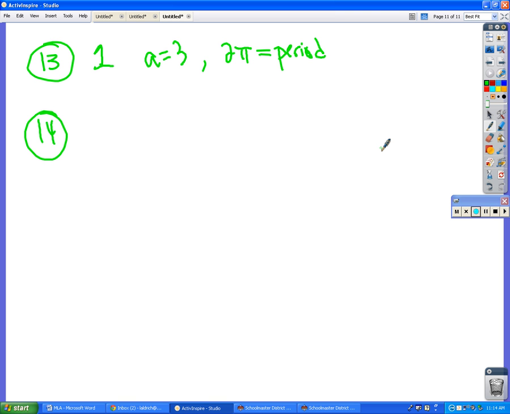How'd you get the period? Is it just 2 pi? 2 pi over 1, which is 2 pi. Pi over 1 is how many cycles? Yeah, that's how many cycles it completes in 2 pi. That's your B.